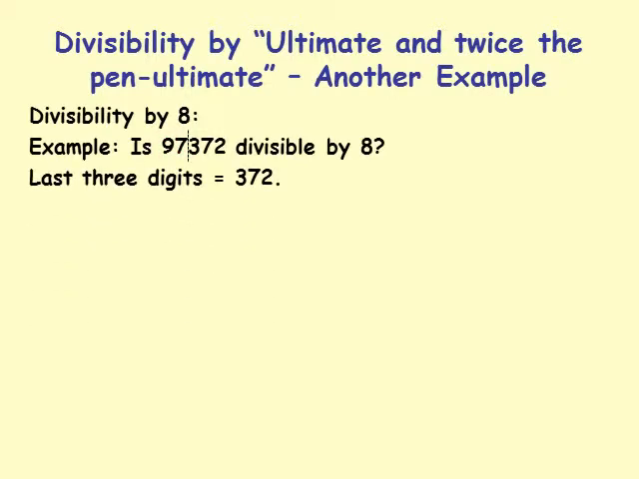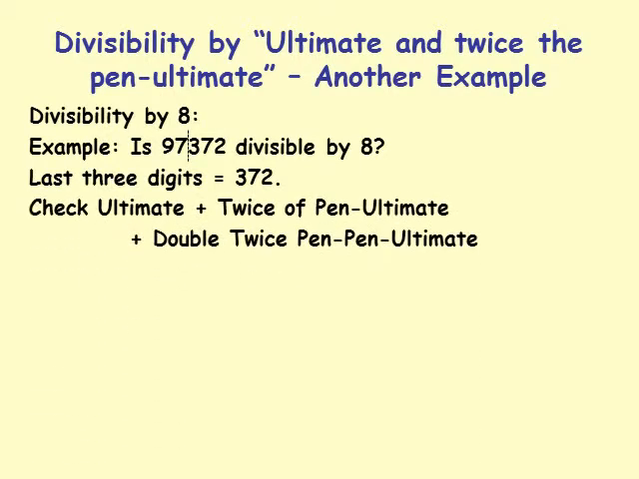Let's continue here. The last three digits are 372. So what do we do here? We're going to check this number here. Ultimate is 2 plus twice the penultimate. That's 2 times 7, 14. 2 plus 14 is 16. Then for the first digit, we're going to do 4 times that. 4 times 3 is 12. 12 plus 14 is 26, plus 2, 28.